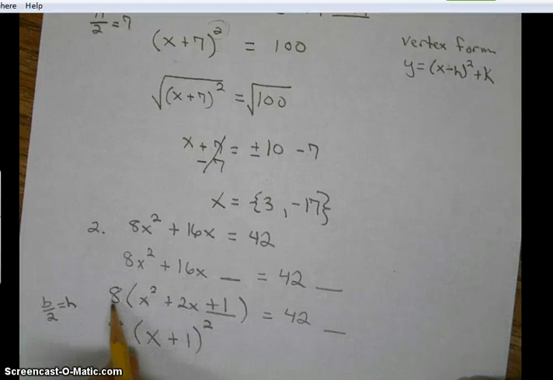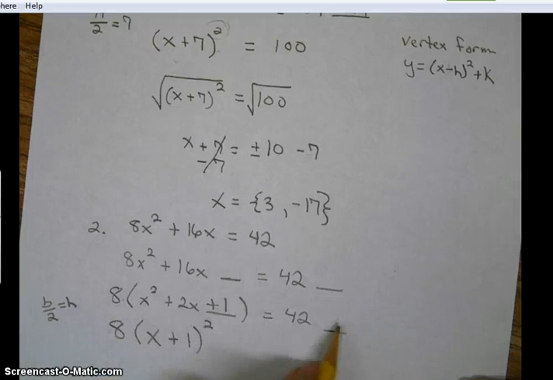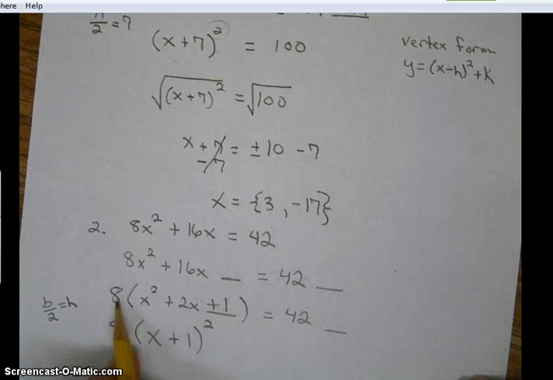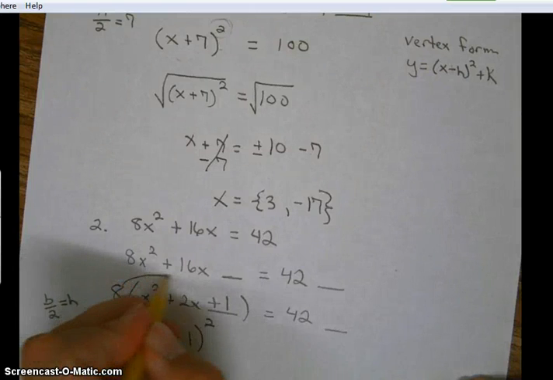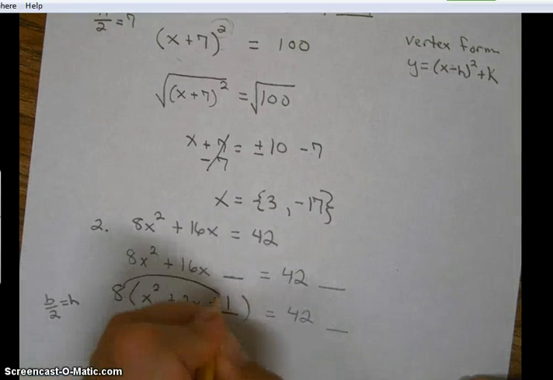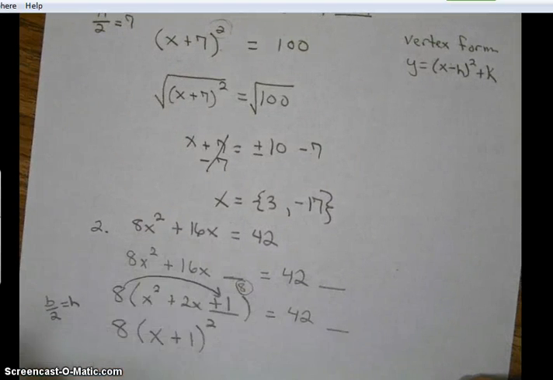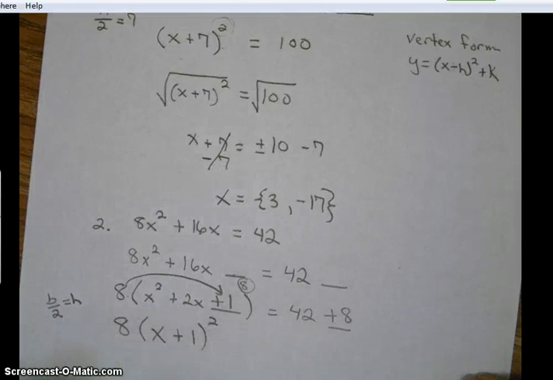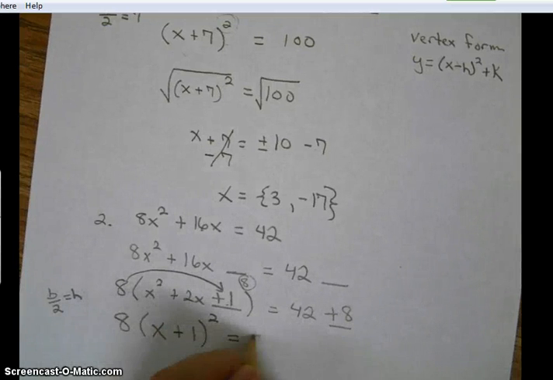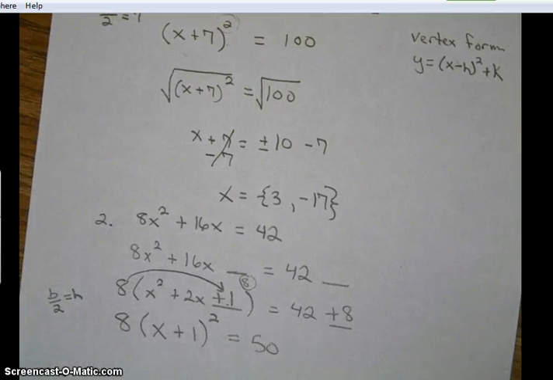Now because we factored an 8 out of these three numbers, we have to multiply it back in to see what number we need to add over here or subtract. So again, take that 8, multiply it times the 1. 8 times 1 is 8, so that's the number that gets added over here. Because we added 8 here, we're going to add 8 here to keep it balanced. Gives us 50. So we just completed the square.